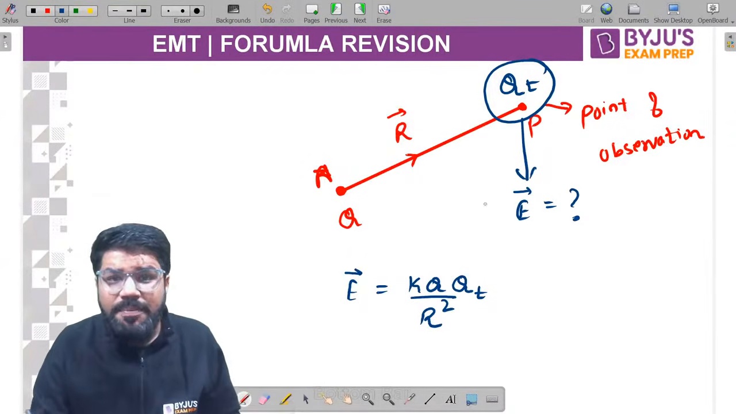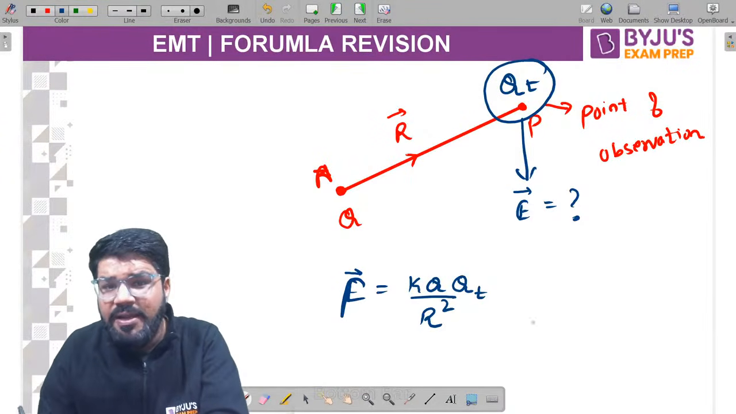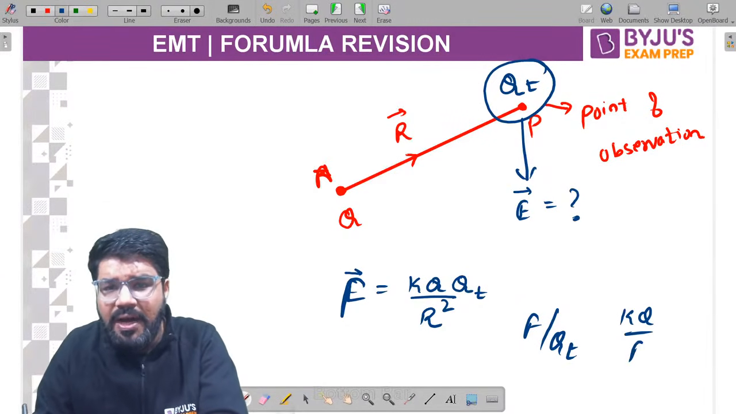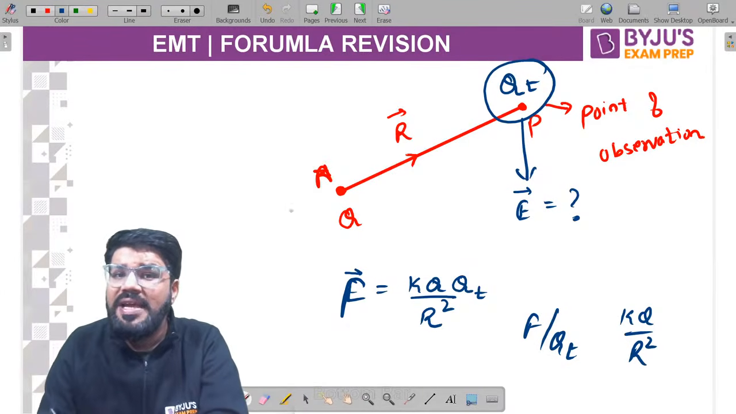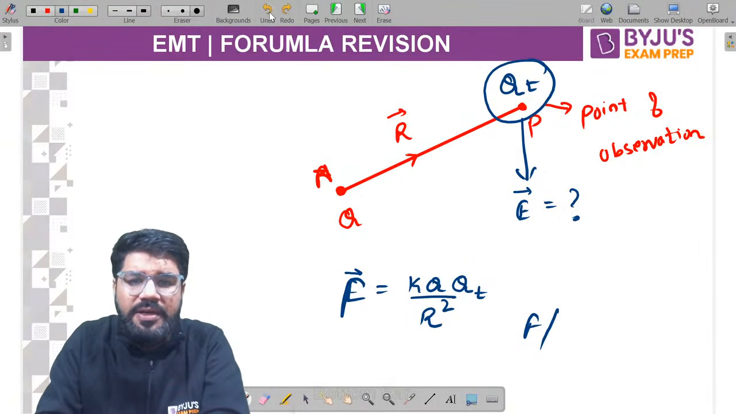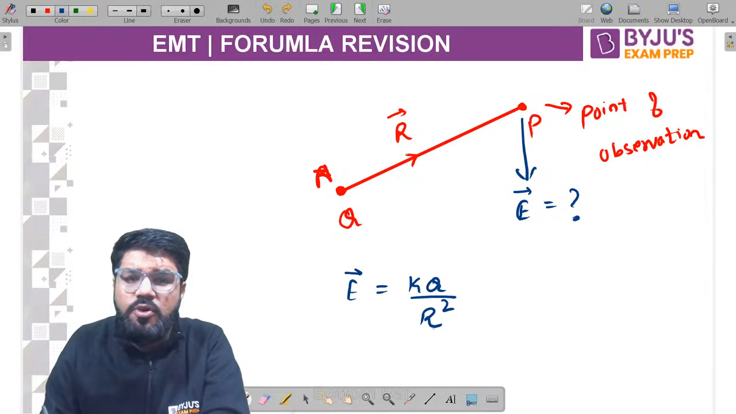When you divide by QT, F upon QT, you will get the formula KQ by R square, and that is what is known as the electric field due to the point charge. So let us write it down in terms of electric field. It is KQ by R square.